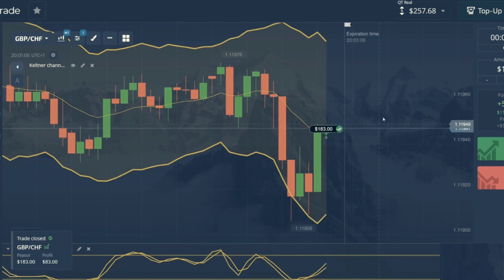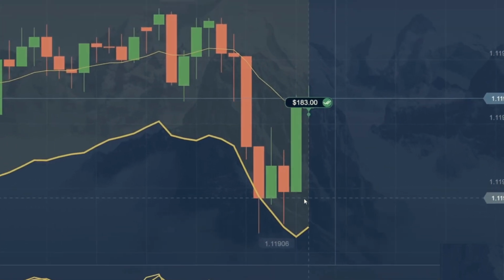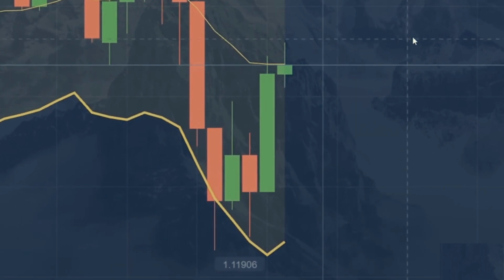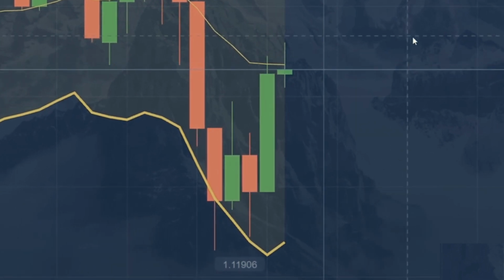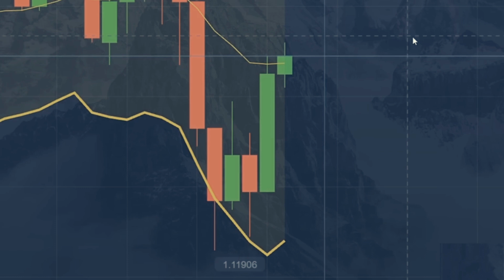Yeah, my friends, $250 on my balance. This is a very good result. I have increased my initial deposit 5 times. Therefore, now is the time to take a break.